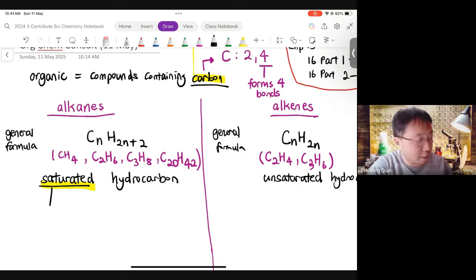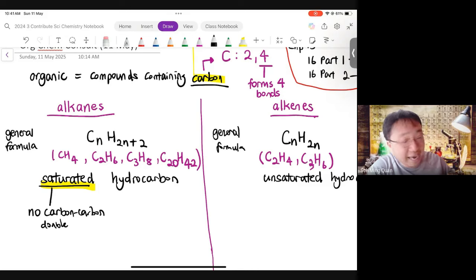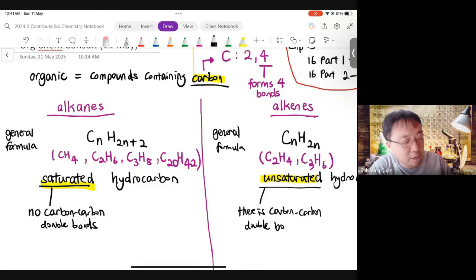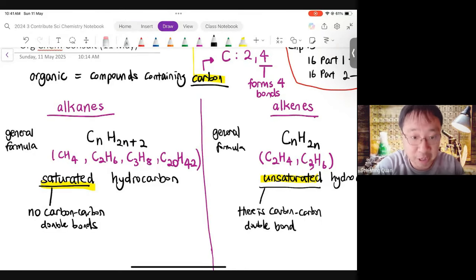The meaning of saturated is there is no carbon-carbon double bond. You could say that the alkane does not contain any carbon-carbon double bonds. So saturated means no carbon-carbon double bonds, whereas alkenes are unsaturated. Alkenes are the reverse. Alkenes are unsaturated, and you can deduce that this means it contains a carbon-carbon double bond. A carbon-carbon double bond is present in the alkene.